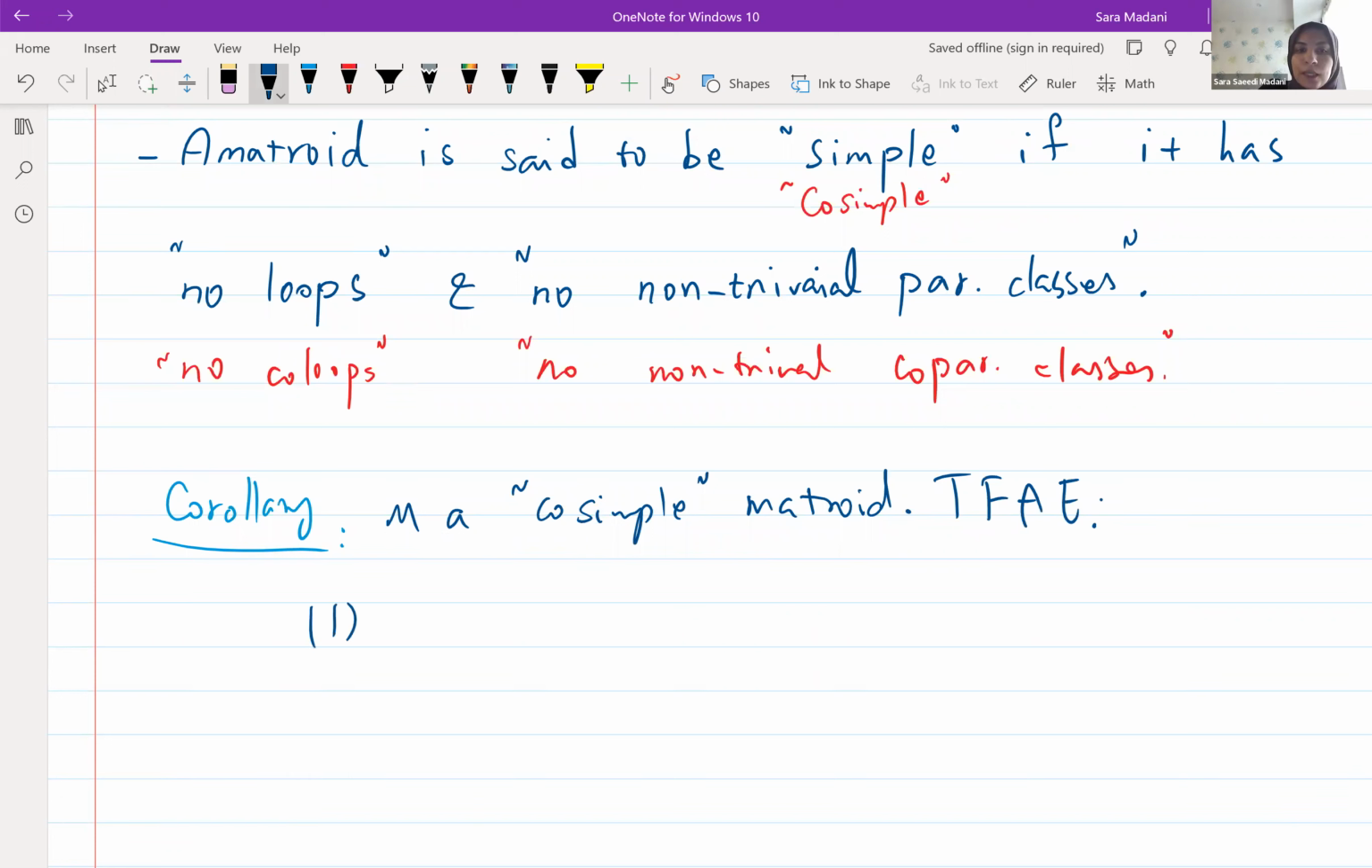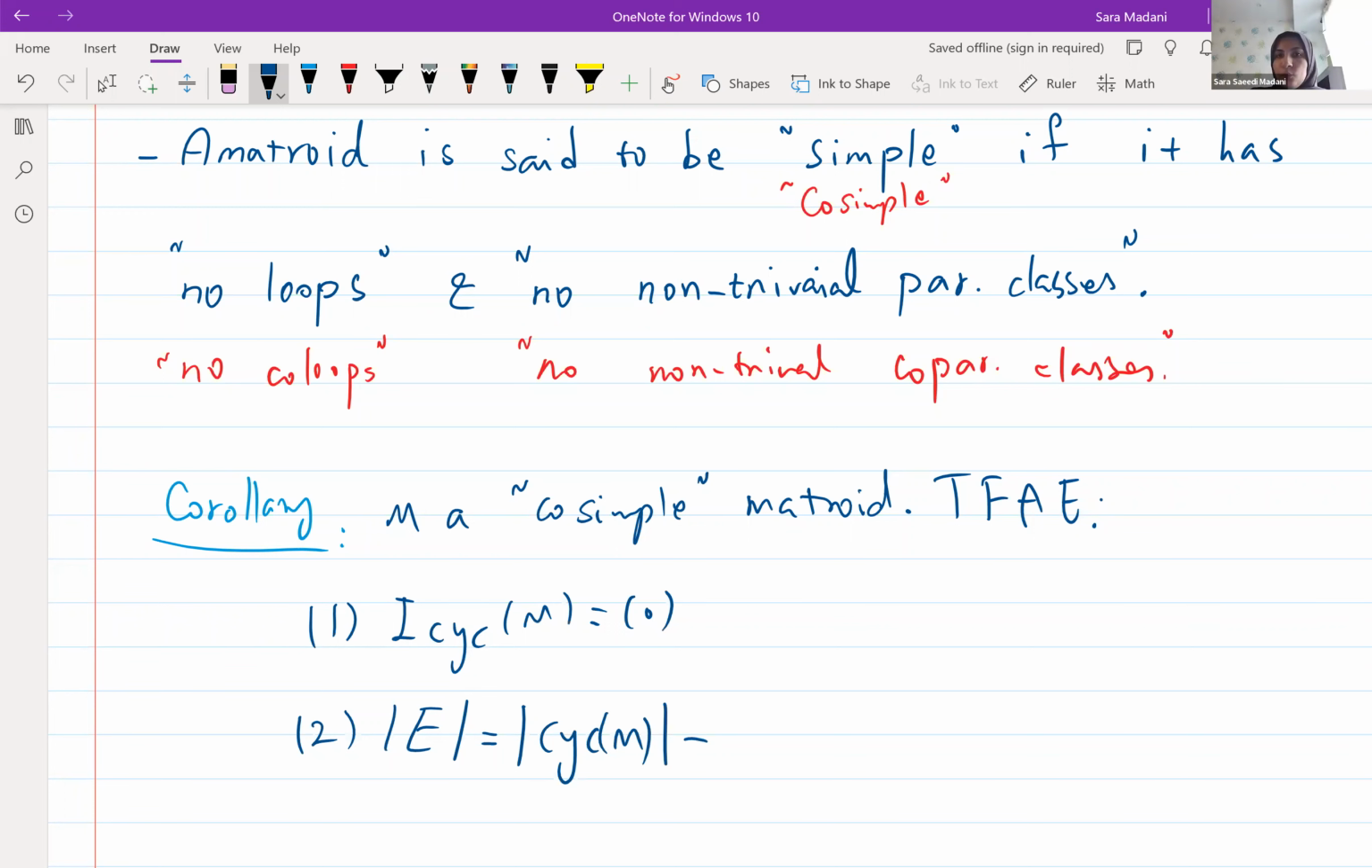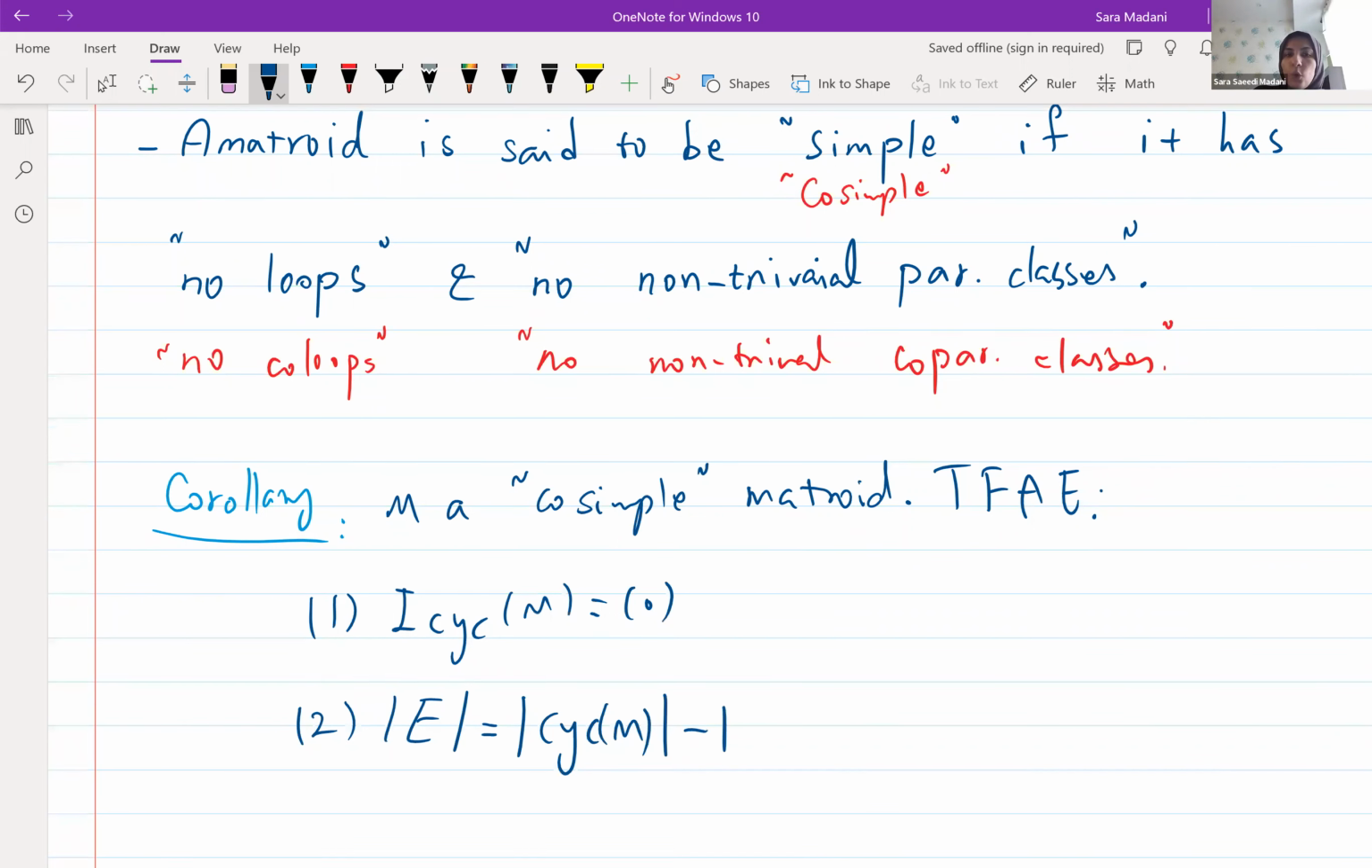One, okay, the same as before, this ideal is just zero. But two, in the left-hand side, we have just the cardinality of the ground set. So it is much better than the number of co-parallel classes or whatsoever we had above. So this should be the cardinality of E minus one. So let's see why. Because when I say co-simple, by definition above means there is no co-loop and no non-trivial co-parallel classes.